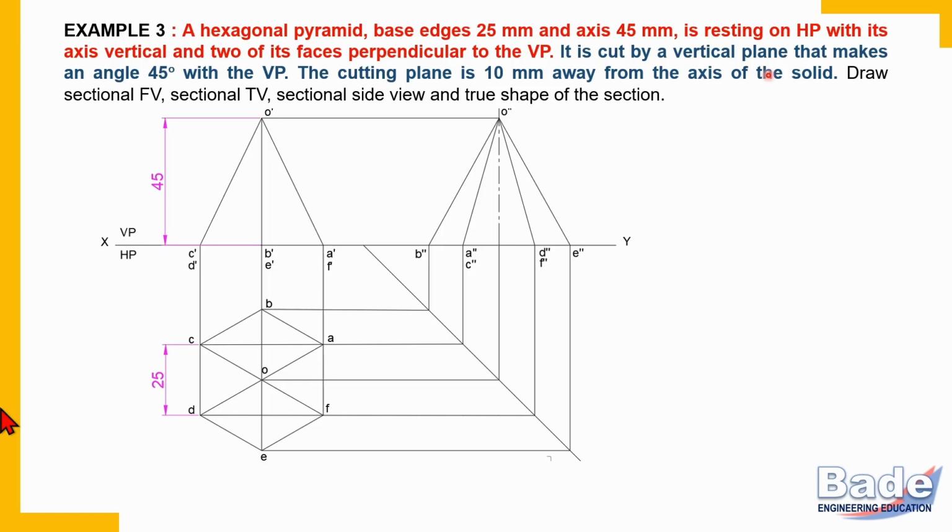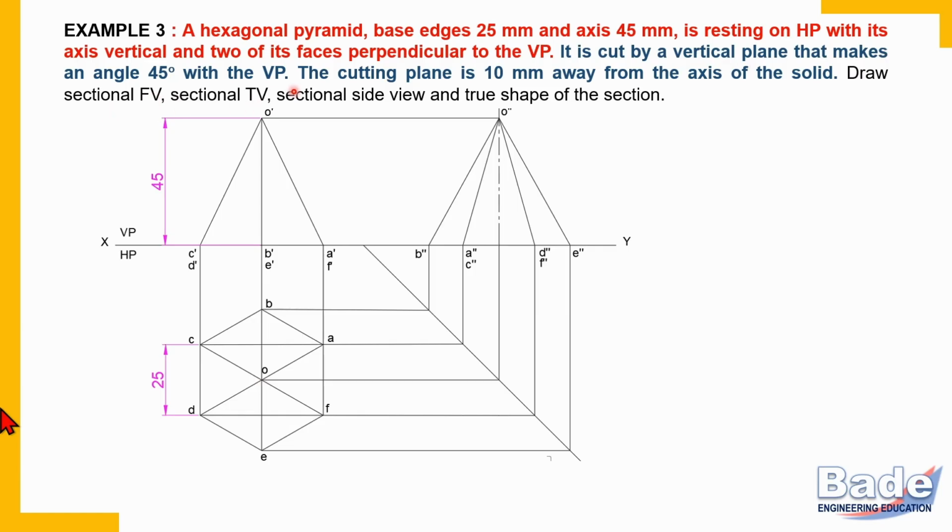Do you remember in the earlier two problems what I told you? If a cutting plane is perpendicular to VP, it appears as a line in the front view. And if a cutting plane is perpendicular to HP, then it appears as a line in the top view. Now in this case, the cutting plane is a vertical plane, that is a plane perpendicular to HP. So in this case, the cutting plane line must be in the top view. So we are going to draw the cutting plane line in the top view.